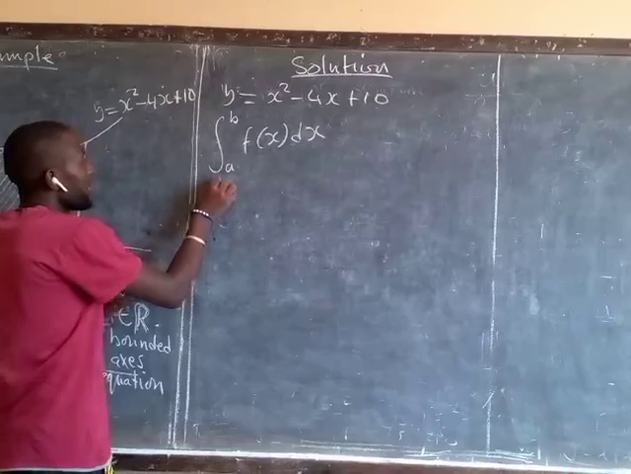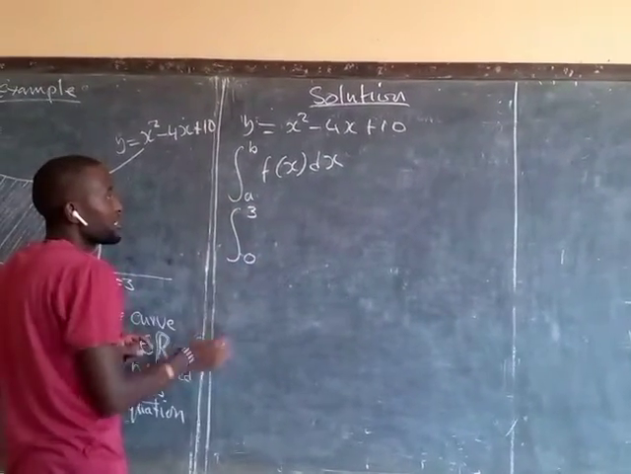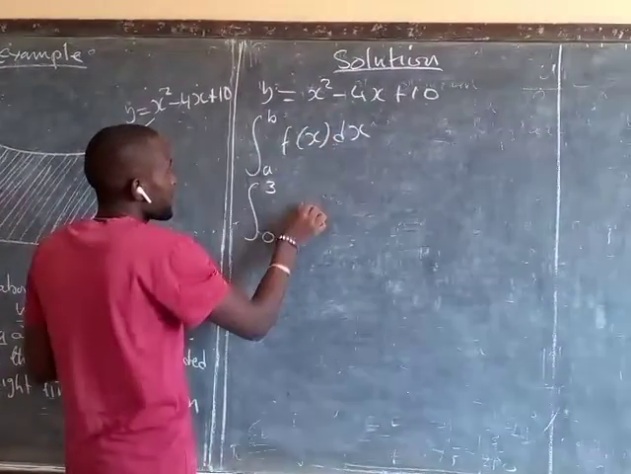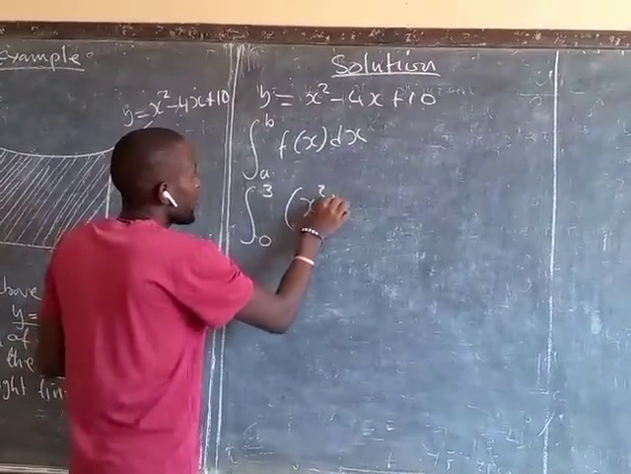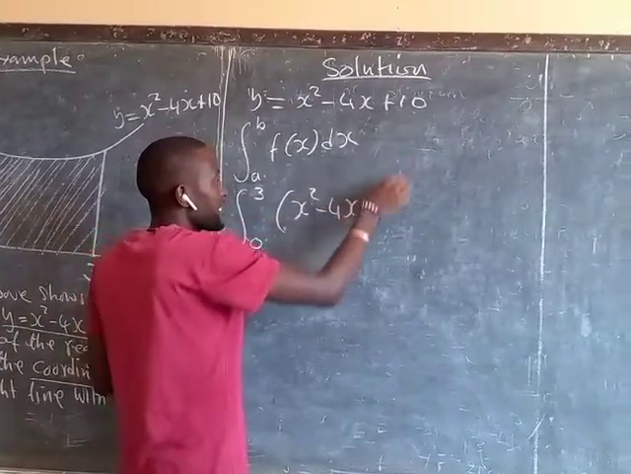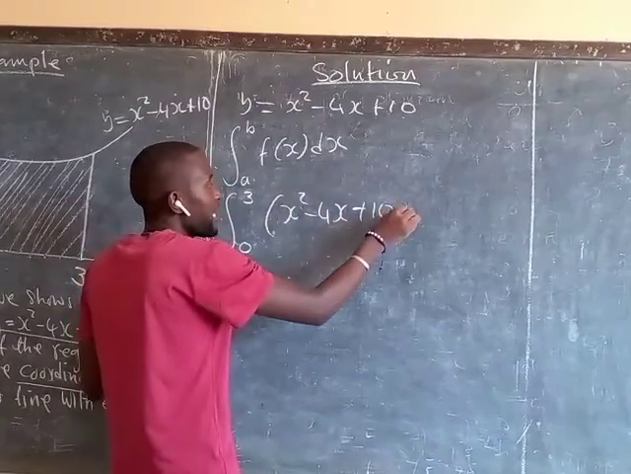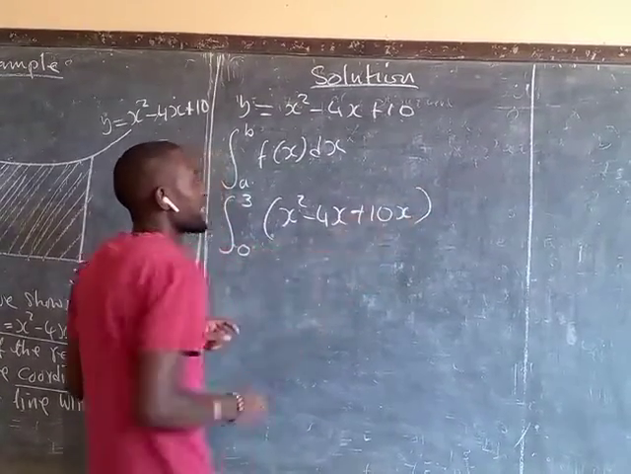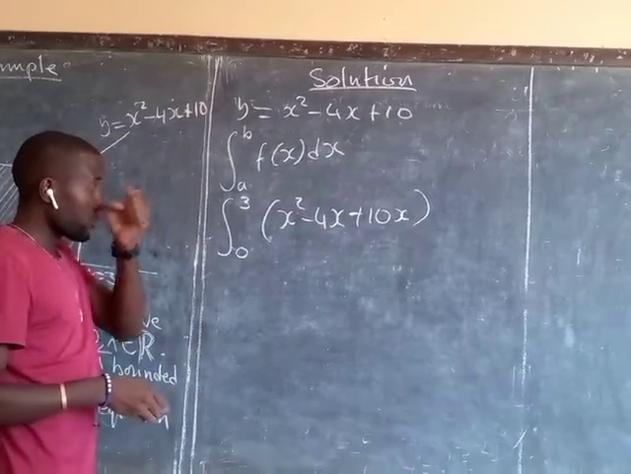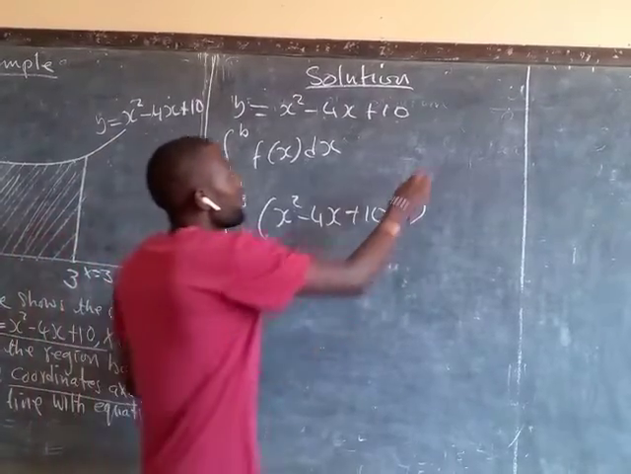So I'm going to say the integral with upper limit 3 and lower limit 0. What is the function? It is x squared minus 4x plus, what is the constant? It is 10. So we write 10, but remember there's dx, so we add x there. It will be like this. So this is the function. When you write it like this, you can now solve it accurately. How do you solve it now? We're going to solve it.